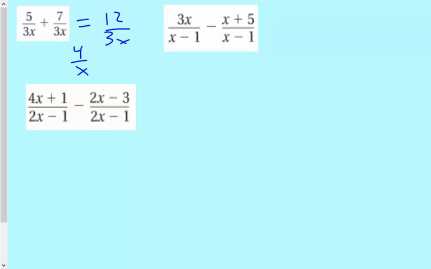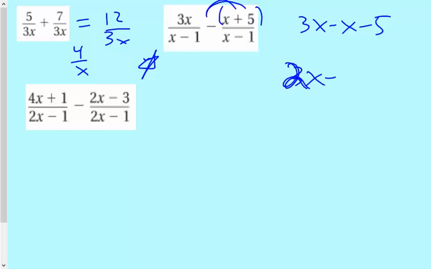And then this one here, when you're subtracting, what you want to be careful with, you want to put parentheses around here, and you want to do 3x, take away x, take away 5. You want to distribute this negative sign there. So be careful with the subtraction problems. So it becomes 3x take away x is 2x minus 5 over x minus 1. That does not simplify any further.